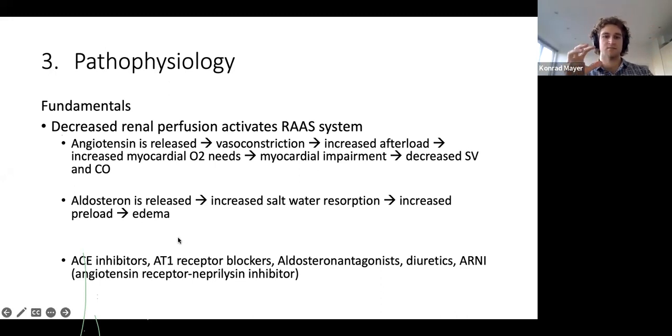So the RAS system and its activation are in the beginning good, just like in the beginning the increase of heart rate was good too, but down the line it can lead to problems. We address the overactivation of the RAS system in heart failure by implementing ACE inhibitors, angiotensin receptor 1 blockers, aldosterone antagonists, diuretics for the edema, and angiotensin receptor neprilysin inhibitors. I don't know if I pronounced that right, but ARNIs for short.